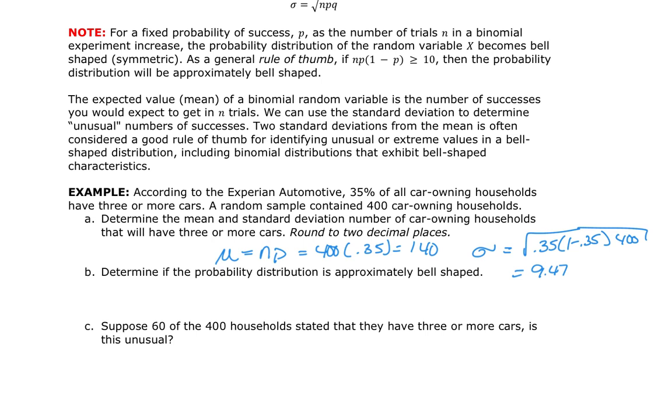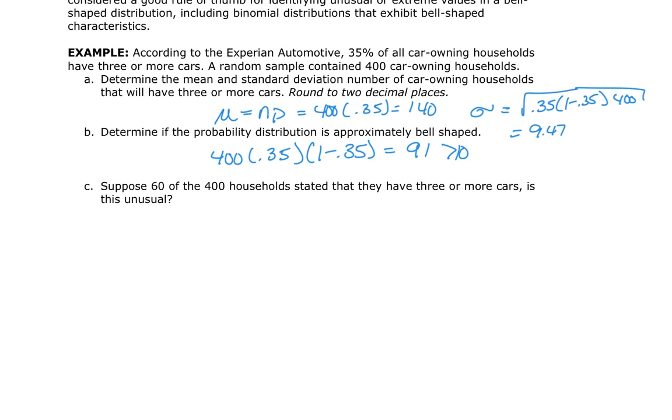Now we need to determine if the probability distribution is approximately bell-shaped, and one way that we can do that is this. We want to make sure that this holds true, so we take our 400 and multiply by our p, which is 0.35, and then 1 minus 0.35, and we confirm that this is greater than or equal to 10. This happens to equal 91, which is greater than 10. So it is approximately bell-shaped, and everything that we get with bell shapes will hold true for this example.